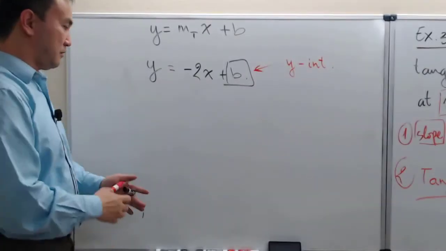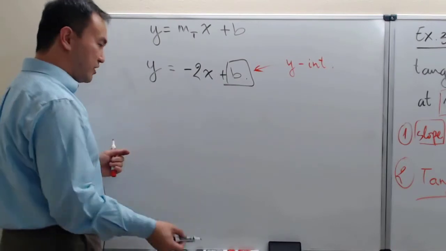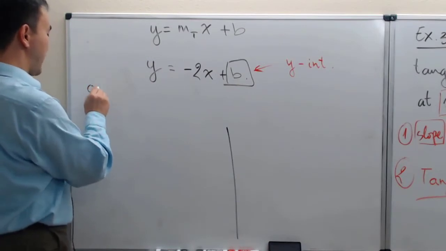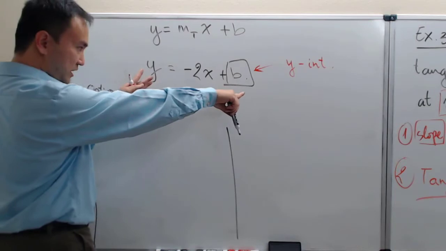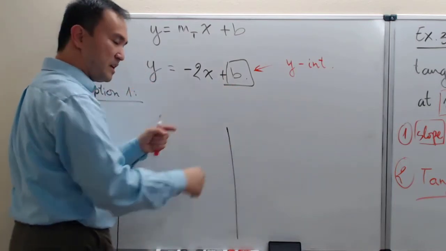Okay? And so at this point, I've introduced in an earlier lecture a couple options right here. Option 1, a little more directly. Option 1, your equation currently found to be y equals minus 2x plus b. So we only have b left to find out.